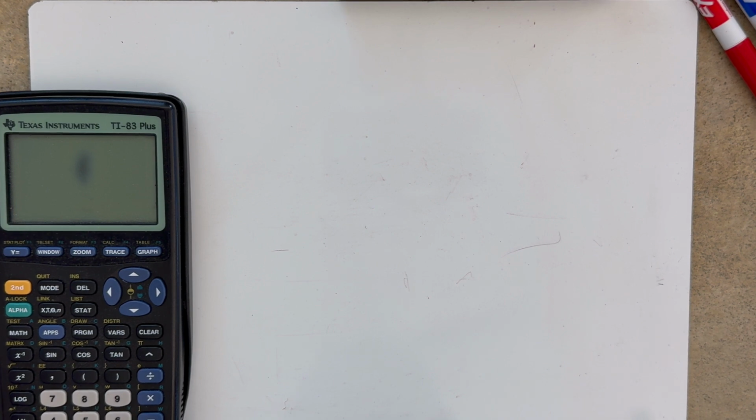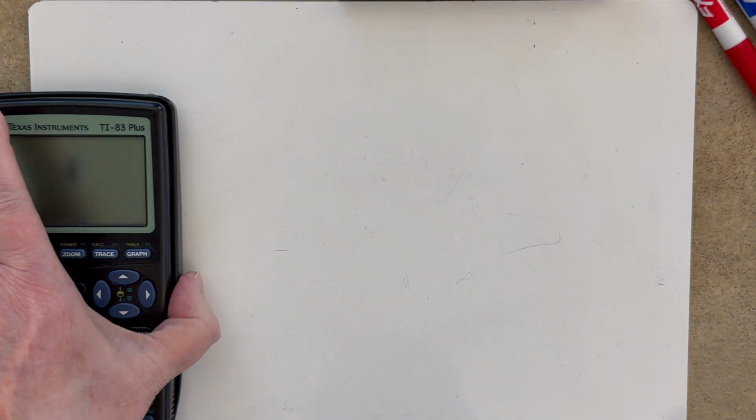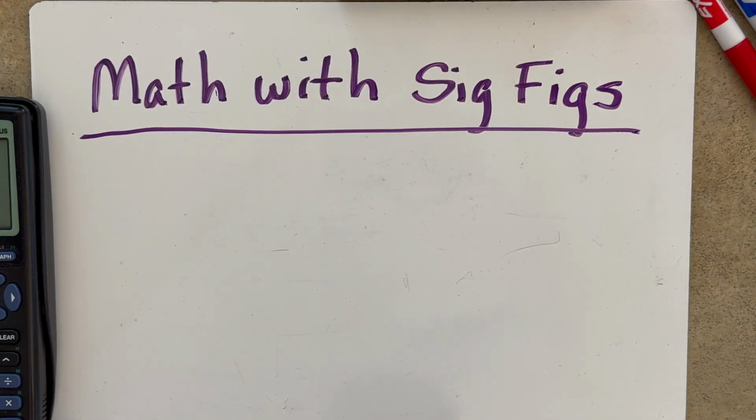In this video, I'm going to be talking about how to do math with significant figures, how to figure out how many significant digits should be in your answer. And the way that you figure this out completely depends upon what type of math problem it is. There are different rules. Addition and subtraction has one rule, and multiplication and division has a second rule.